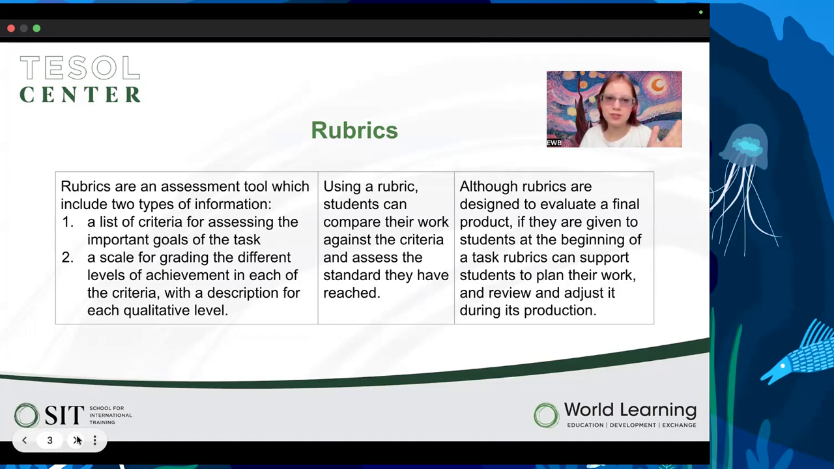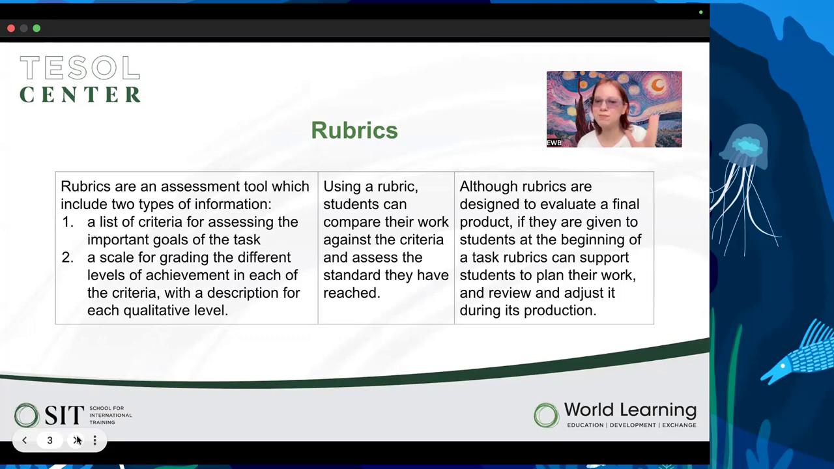When you use the rubrics for self-assessment, students compare their work according to this list of criteria, and they evaluate themselves. As Aigerim mentioned, you can do that in different parts of the lesson.